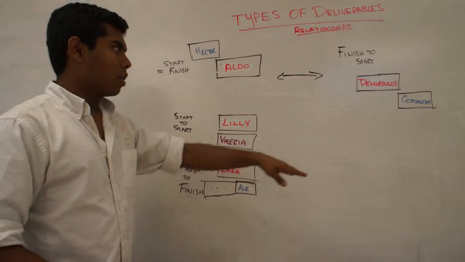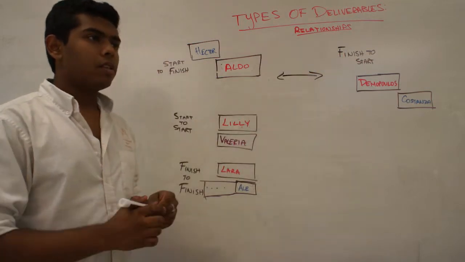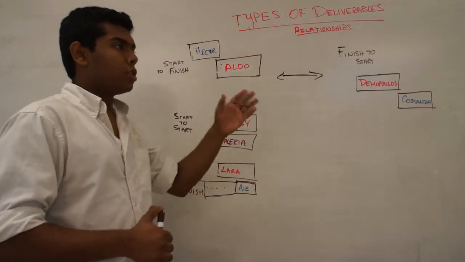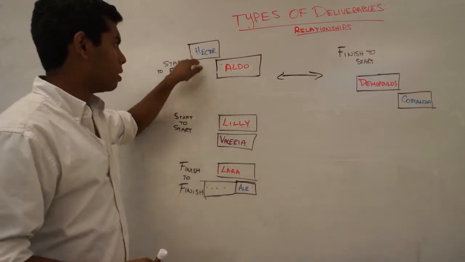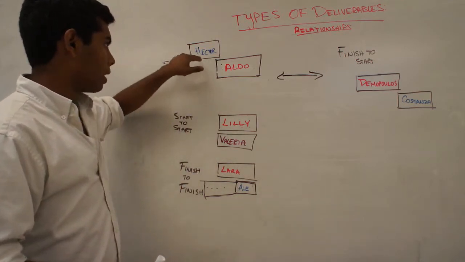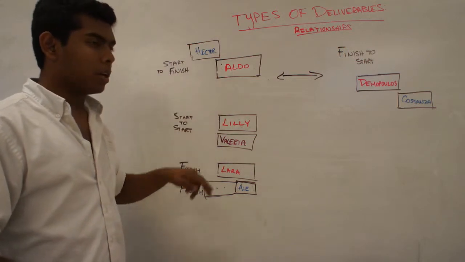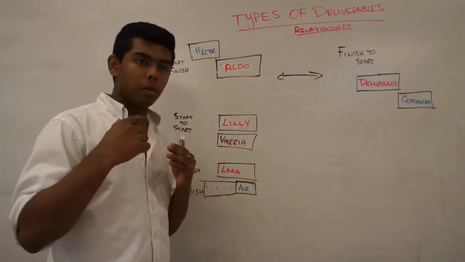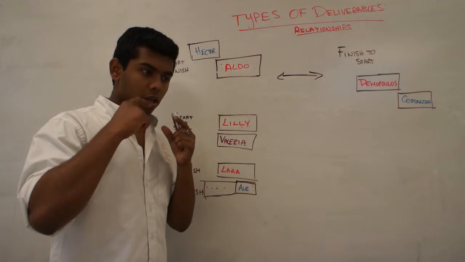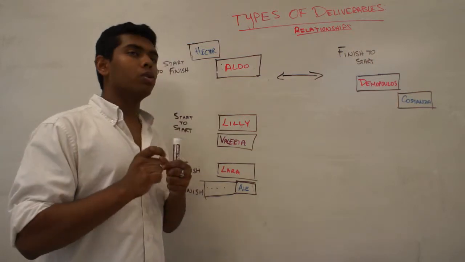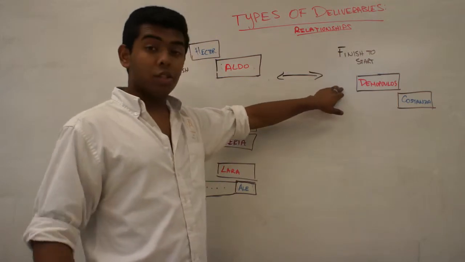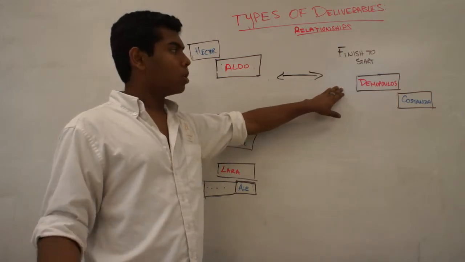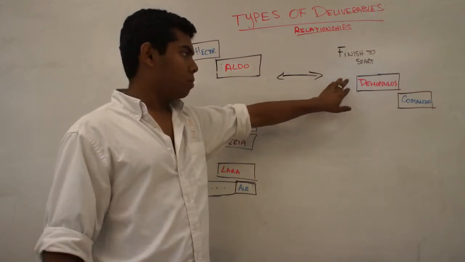We have another scenario of finish to start. Any of these scenarios don't have to be just between two departments, like Hector and Aldo, and Lily and Valeria. But they could also be between people within departments and also people that are not even in the team. So an example would be an external stakeholder or individual, which is Mr.